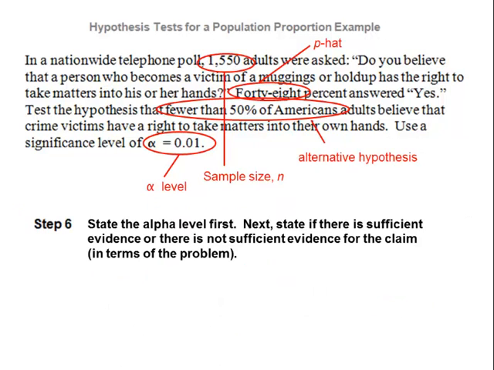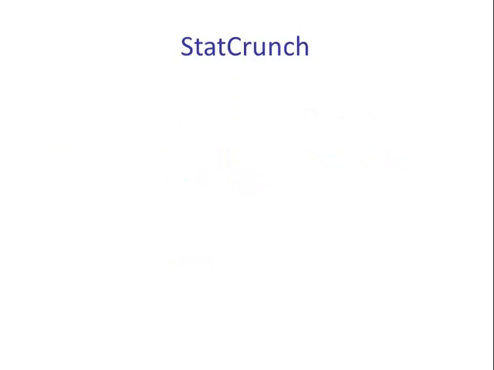Step number 6, again, we always start with stating the alpha level, and then we state, is there sufficient evidence for the claim, or is there not sufficient evidence for the claim? And this should be in terms of the problem. So let's calculate our test statistic and p-value.